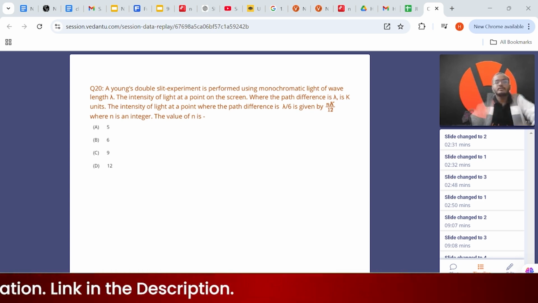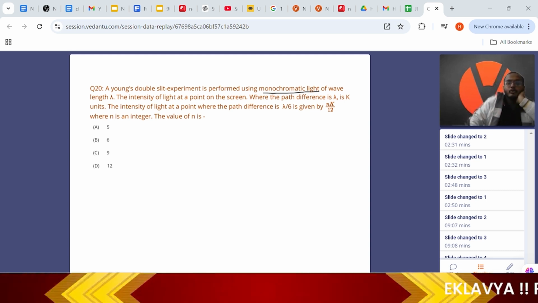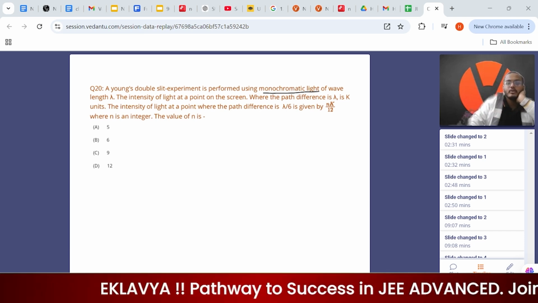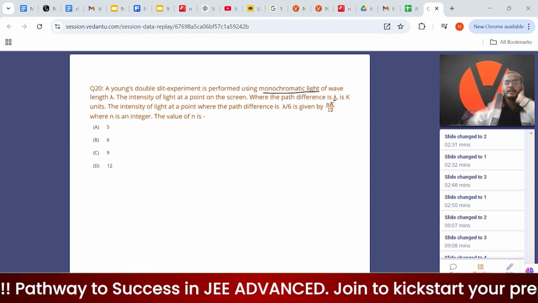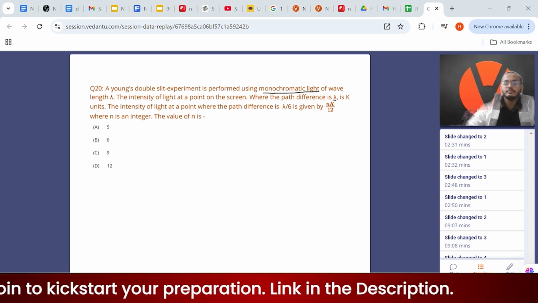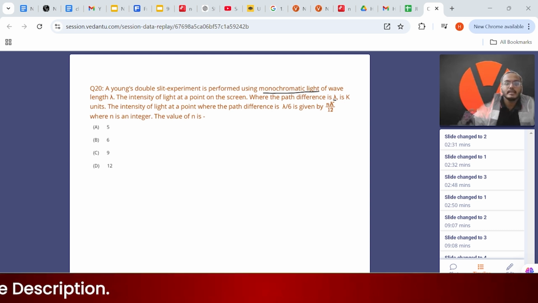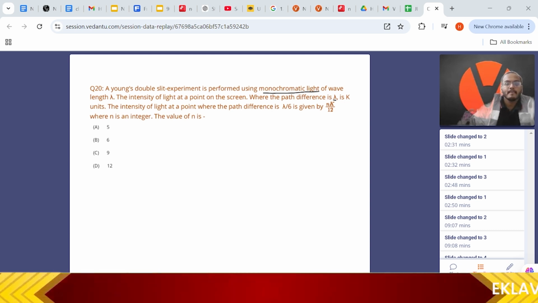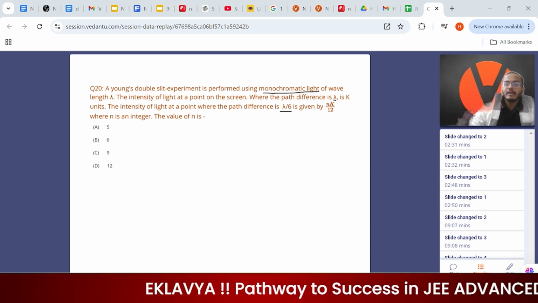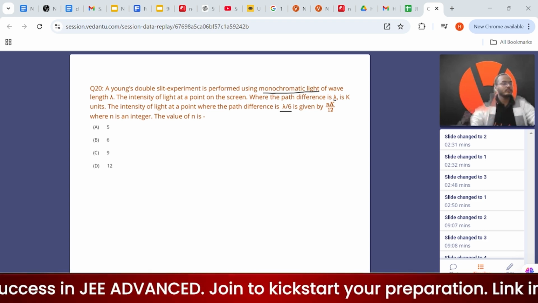Okay. So this is a question from YDSE. Monochromatic light is given, and the intensity at a point of the screen where the path difference is lambda is given. So it is in the form of n lambda, obviously, so we can say certain things about it. It is K units. Now, the intensity of light at the point where the path difference is lambda by 6 is given by nK by 12, then the value of n should be.